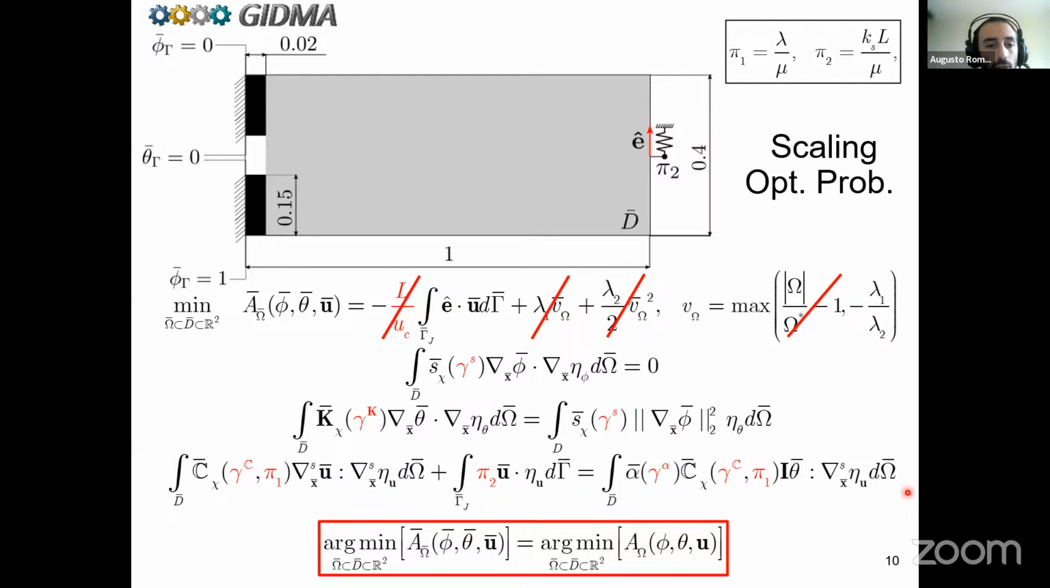So we can now evaluate the impact of the physical parameters on the optimization solution just by looking at the scaled version of the problem. And as we can see, none of these adimensional parameters are playing a role in this problem. Thus, whatever value you select, it will not have any impact on the optimization solution. In other words, the minimizer will be independent of this condition, and this is what I will show in the following numerical slides.